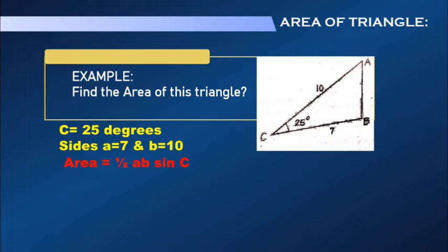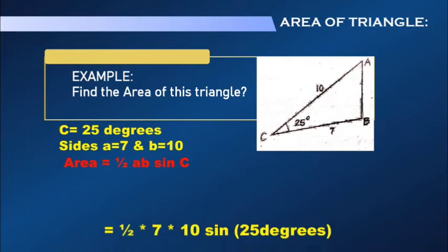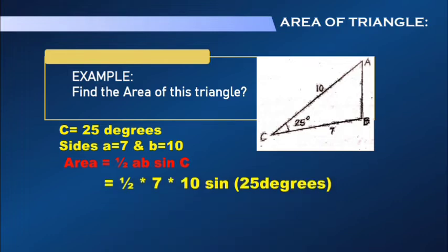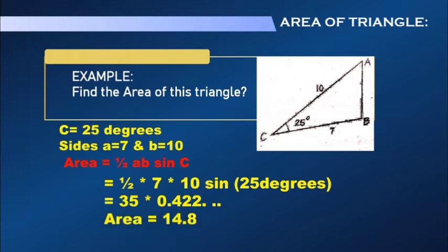So, we will use this formula: area is equal to 1/2 AB sine C. Substituting, that would be 1/2 times 10 times 7 times sine 25 degrees. That would be 35 times 0.4226. Simplifying that, that would be 14.8. Therefore, the area of this triangle measures 14.8.